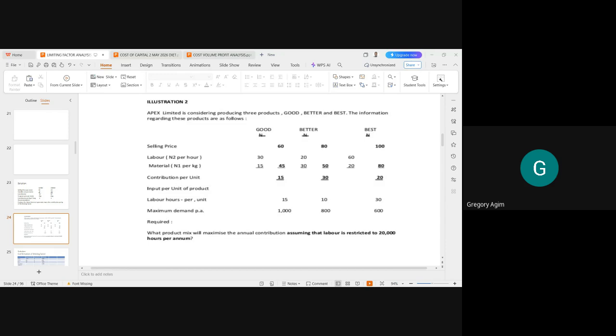Input per unit of products. Labor hours per unit 15 for good, 20 hours for better, and 30 hours for best. The maximum demand per unit per annum is 1,000 for good, 800 for better, and 600 for best. Required. What product mix would maximize the annual contribution, assuming that labor is restricted to 20,000 hours per annum?